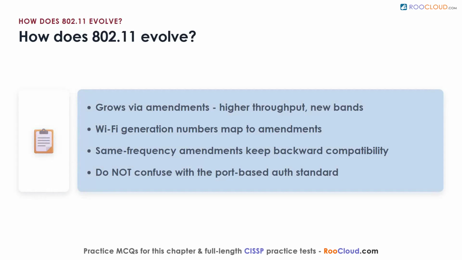How does the 802.11 family keep evolving? 802.11 is the standard that governs wireless network communication. Over time, it has grown through a series of amendments, each typically pushing throughput higher and often adopting new frequency bands. The friendly Wi-Fi generation numbers you see on product boxes map back to these amendments. A helpful rule is that later amendments sharing a frequency with earlier ones usually keep backward compatibility. One caution for the exam: do not confuse this wireless family with the port-based authentication standard that has a very similar name but nothing to do with radio.